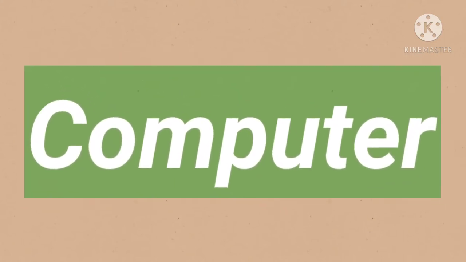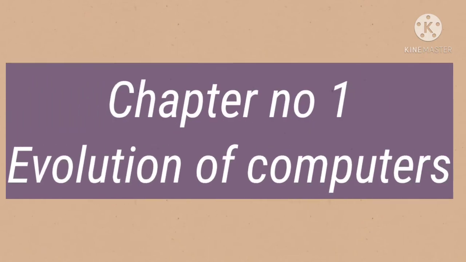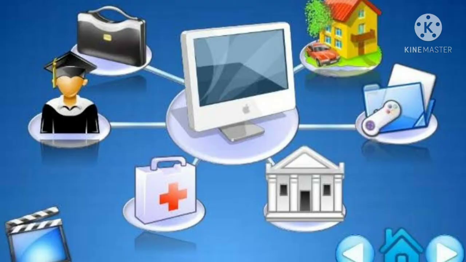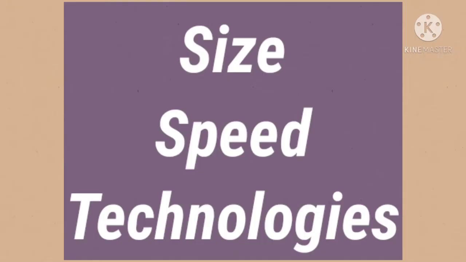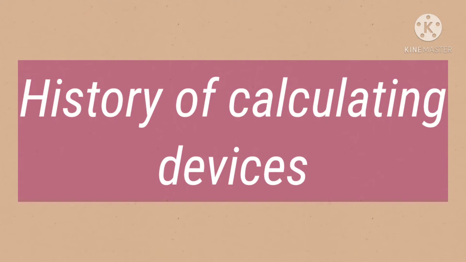Today we are going to start a new chapter, chapter number 1, Evolution of Computers. Children, as you know, computers are used in mostly all the places nowadays. Over the years, computers have gone through many changes in their size, speed, and technologies. A computer is a device that can do calculations in a very fast and accurate manner. So let us learn about the history of calculating devices.